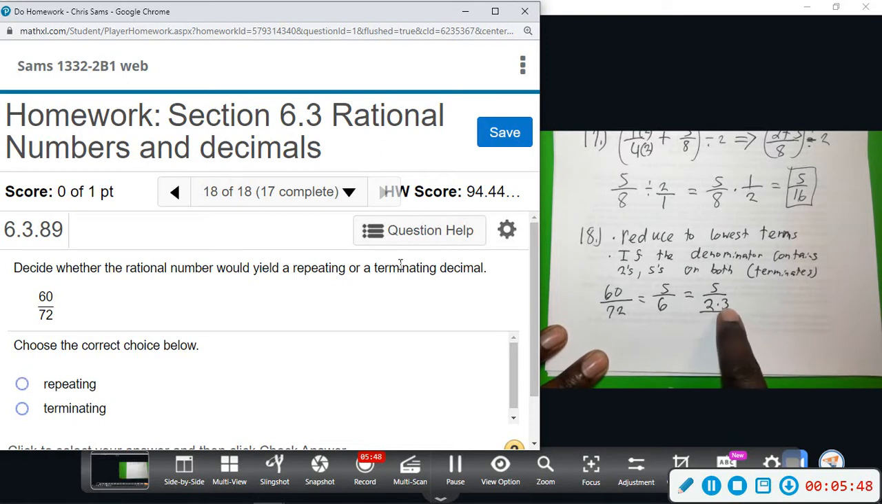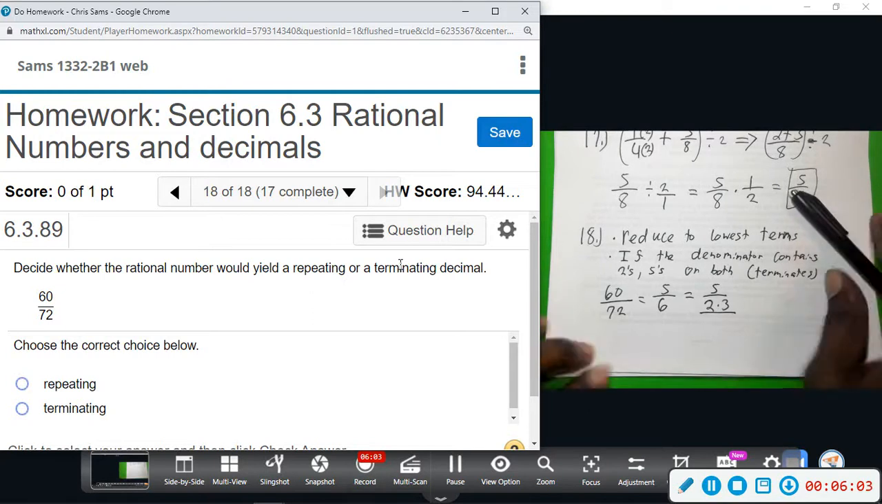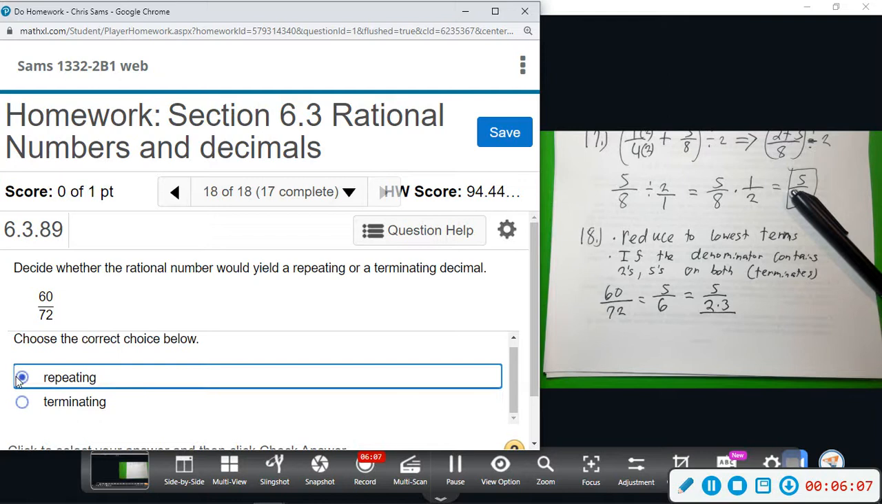But we have 3. So the fact that it's not just consisting of 2's and 5's, when I reduce it all the way and break it into primes, that means it's going to be a non-terminating or a repeating decimal. So either it's 2's and 5's and it terminates, or it has other things and it repeats. So this one would repeat.